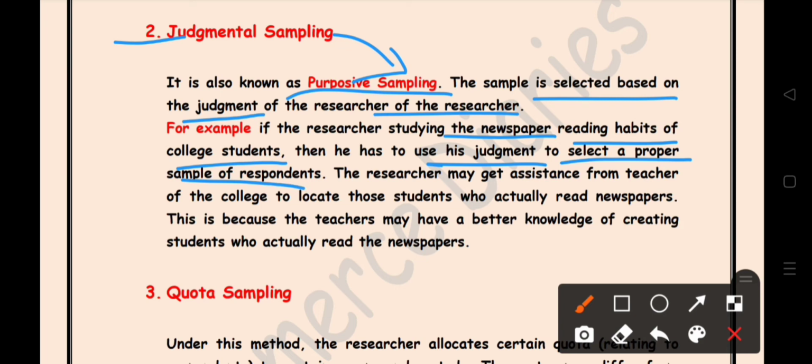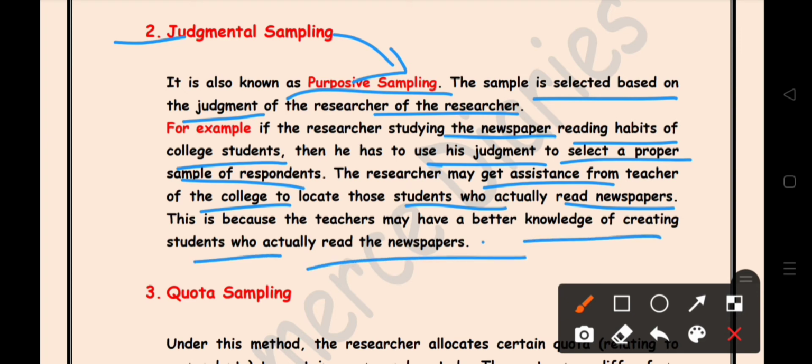The researcher may get assistance from a teacher of the college to locate those students who actually read the newspaper. This is because the teacher may have better knowledge of the students who actually read the newspaper. Okay. So in the judgmental sampling, the researcher will use his own judgment for selecting a particular sample.